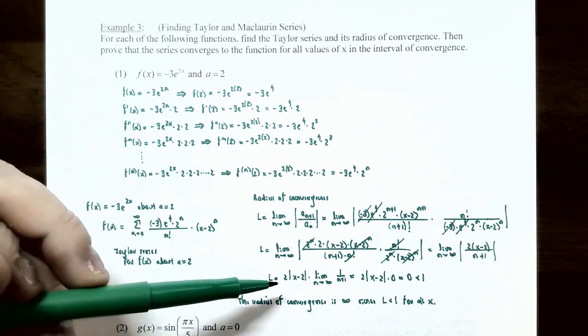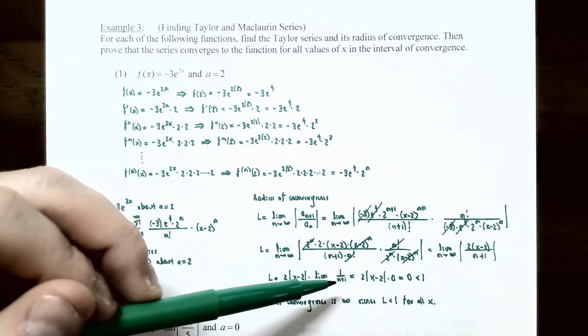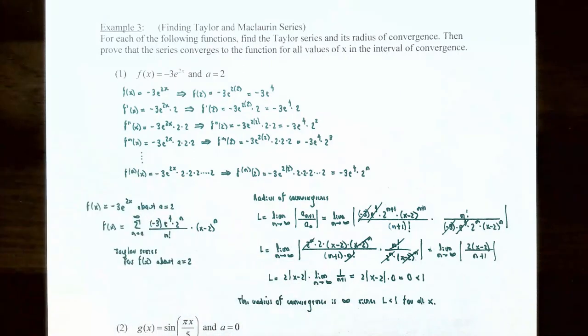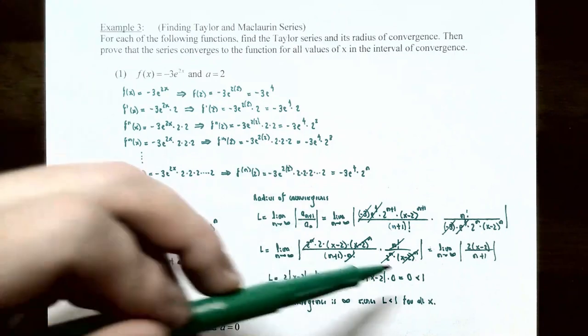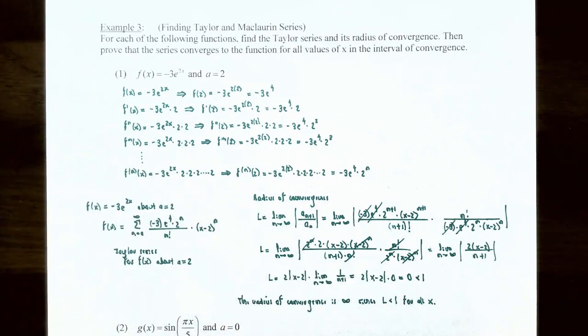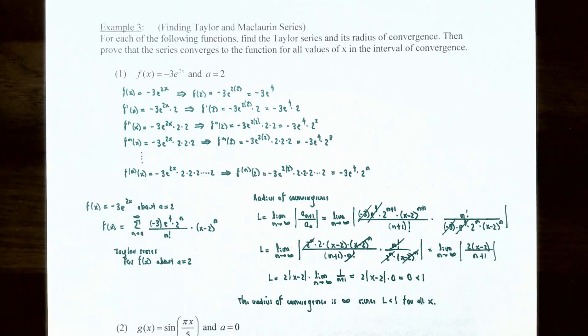So we have 2 times absolute value of x minus 2 times the limit as n approaches infinity, 1 divided by n plus 1. Well, this limit is going to be 0. So it'll be 2 times absolute value of x minus 2 times 0, which is 0. And this value is the limit. So it's always going to be less than 1. So by the ratio test, that means that the Taylor series, or power series, will always converge for all values of x. And so the Taylor series for the function f of x, which is equal to negative 3 times e to the 2x, is this Taylor series, and it converges for all x values, because the radius of convergence is infinity.